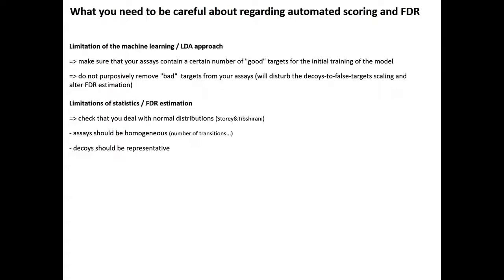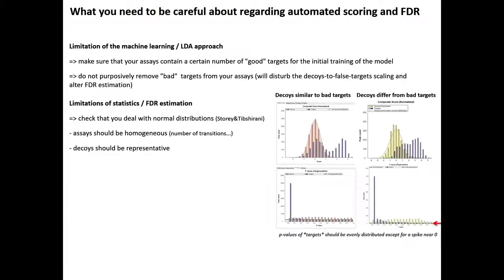The second is about the limitation of the FDR estimation. As I mentioned before, we use very extensively this algorithm from Storey and Tibshirani, and this relies on using normal distributions. These are the type of plots you can now nicely get from Skyline, which I think you will use in the exercise this afternoon. And I encourage you very much to look closely at these plots.